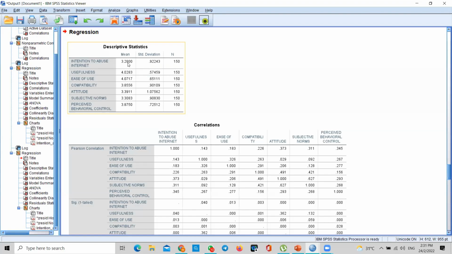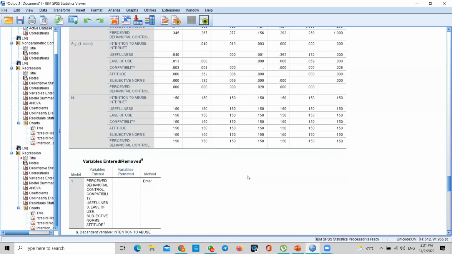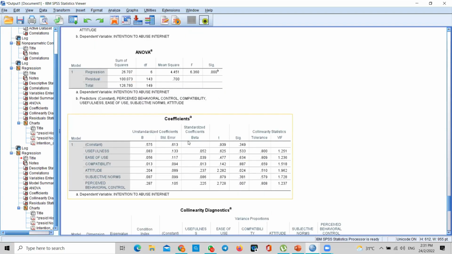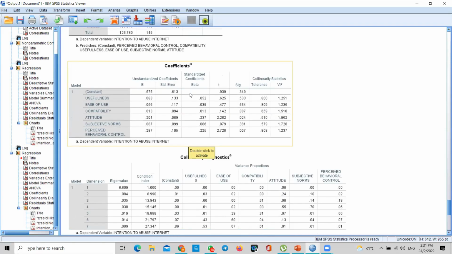There is a reference, I cannot remember now, that gives you the benchmark of the mean. If your mean falls below 3 or below 2, then there is a problem. So you have to look at that. For this one, there's no problem because all of your means are above 3. Correlation, I'm not going to explain. This table I'm not explaining first. Let me explain the result first. Where do we get the result? This one, Coefficients. This is the table that gives you the result where we can conclude whether your hypothesis is accepted or rejected.